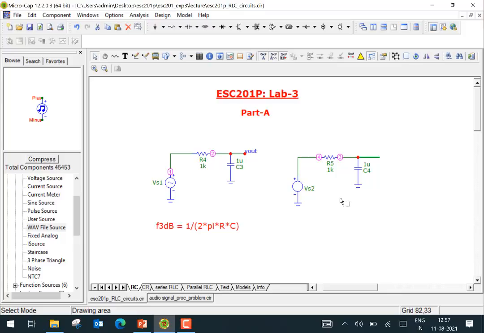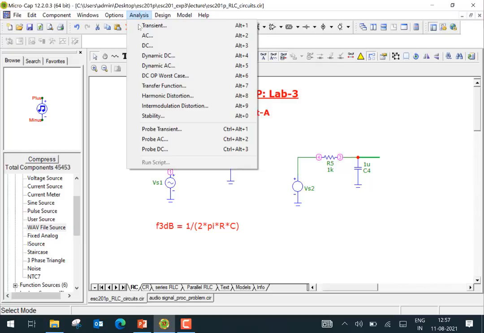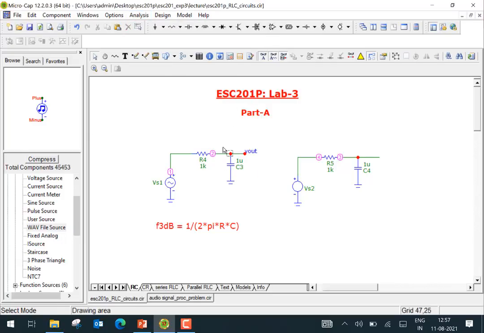So let's start with this particular circuit here. We are saying that this is a low pass filter. If you take the output here, the smaller frequencies will be able to pass through it, meaning V out will be equal to Vs1 for smaller frequencies, and higher frequencies will get rejected. Let's see that behavior using the AC analysis here, and let's remember that this particular node is V2.